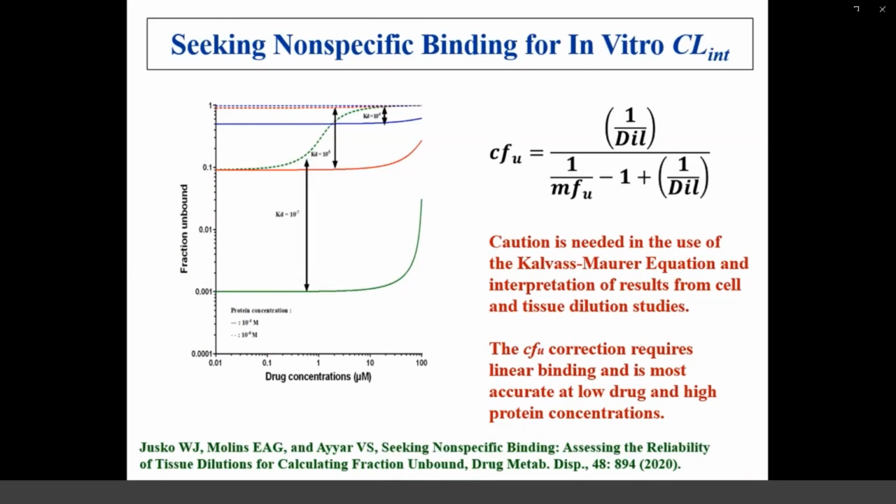Well, we made an assessment of this relationship, and the graph on the left is expected to show that the FU correction needs linear binding, and it's most accurate at low drug concentrations and at high protein concentrations. So these conditions are not always fulfilled. You can't always trust measurements of nonspecific binding.